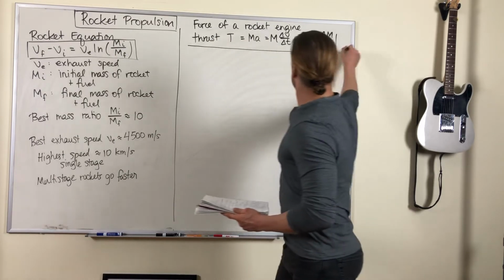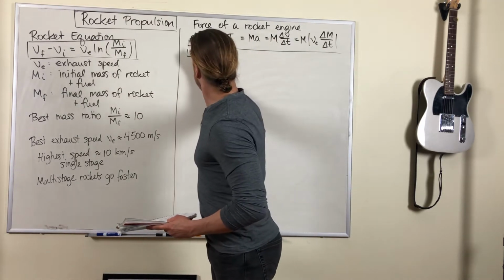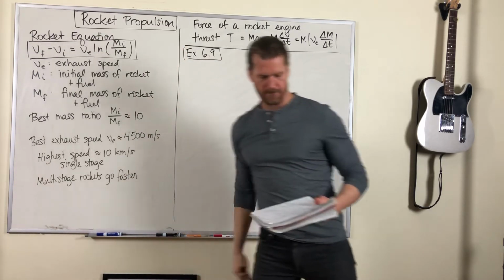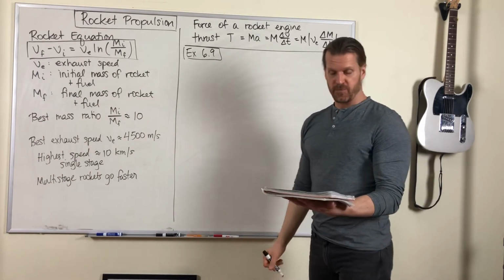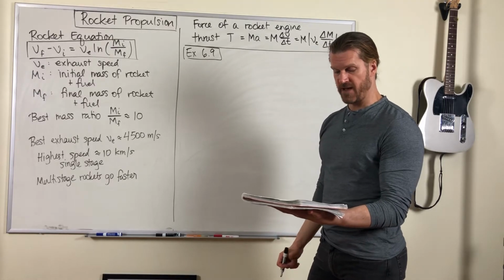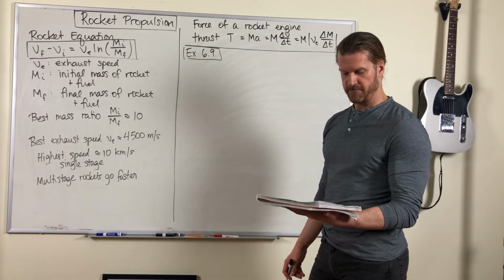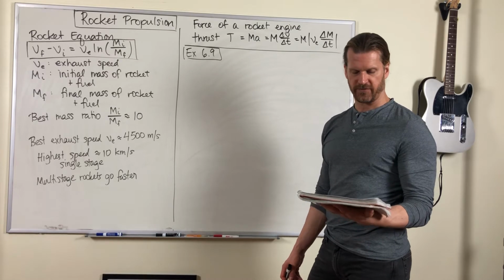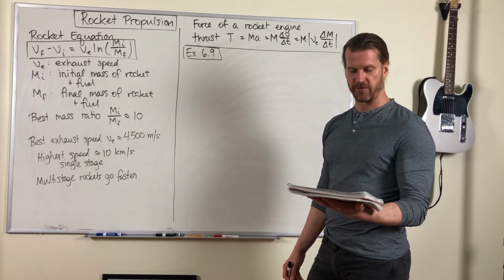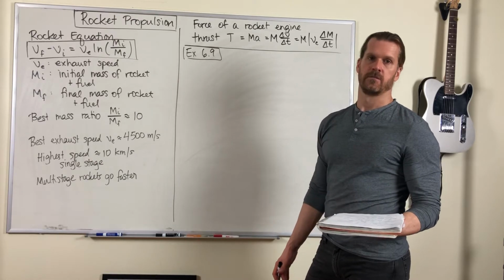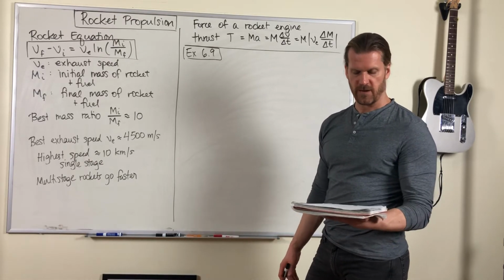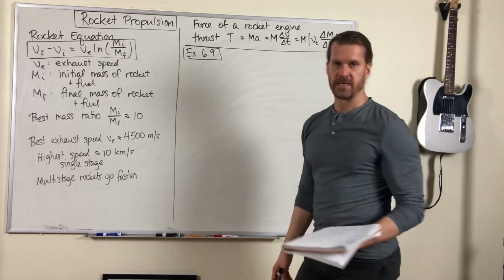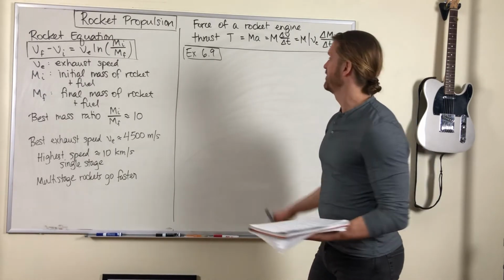So let's analyze example 6.9. In this example, we've got a rocket with initial mass 10 to the 5 kilograms, burnout mass 10 to the 4 kilograms. It blasts off from the Earth, uses up its fuel in 4 minutes with an exhaust speed of 4,500 meters per second. And we'll figure out how fast it's going after it uses its fuel, how much thrust it's providing, its acceleration, and its maximum speed if we include gravity pulling on it.